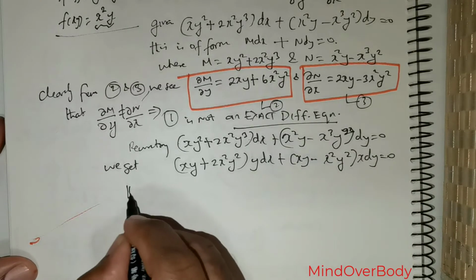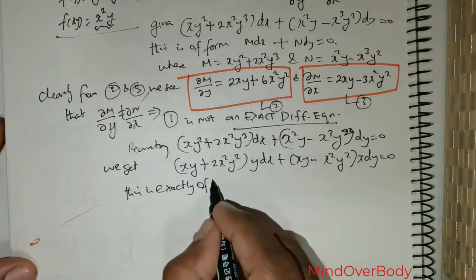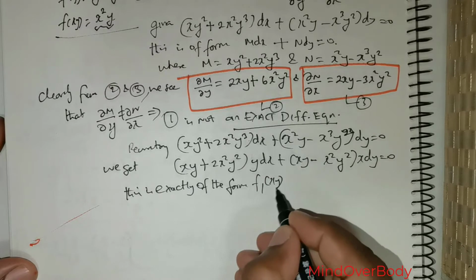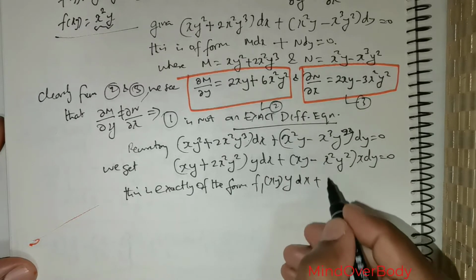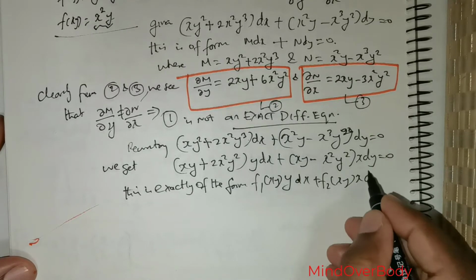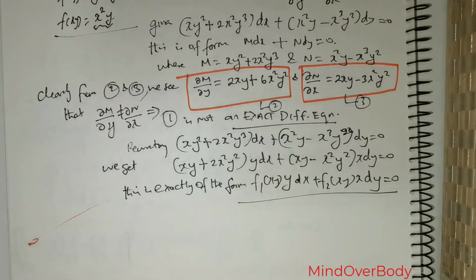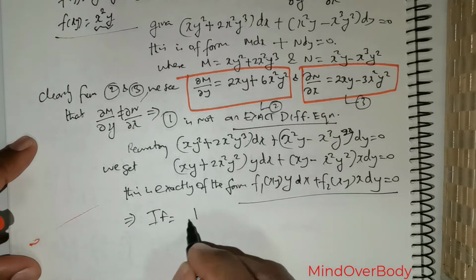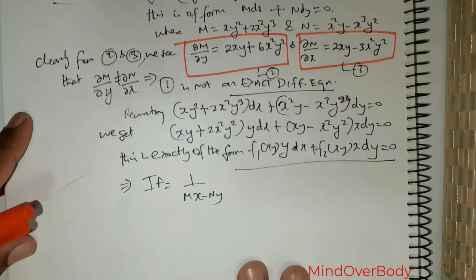So this is exactly of the form f1(xy) y dx + f2(xy) x dy = 0, right? This would mean my integrating factor would be 1 over (Mx − Ny).